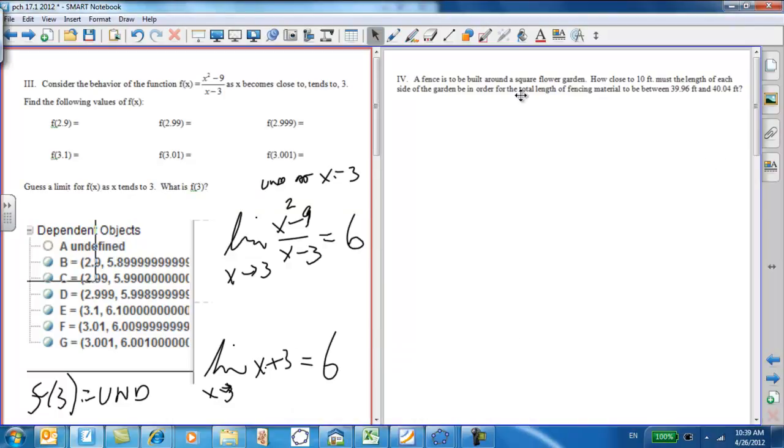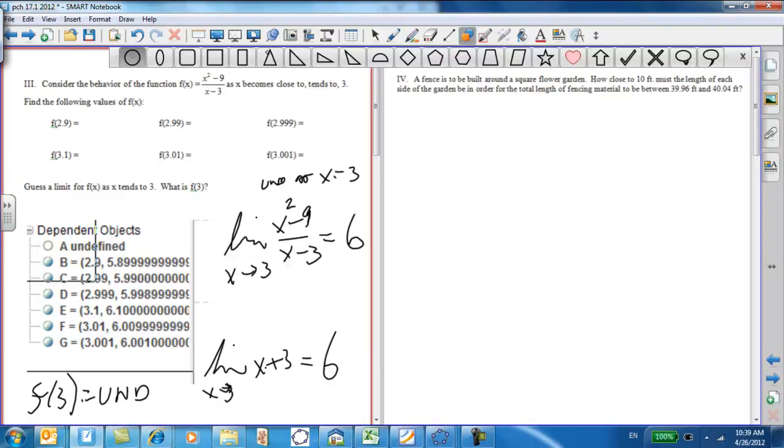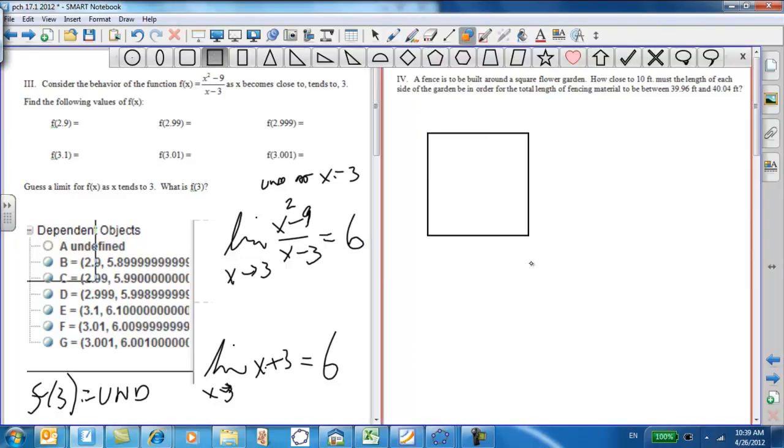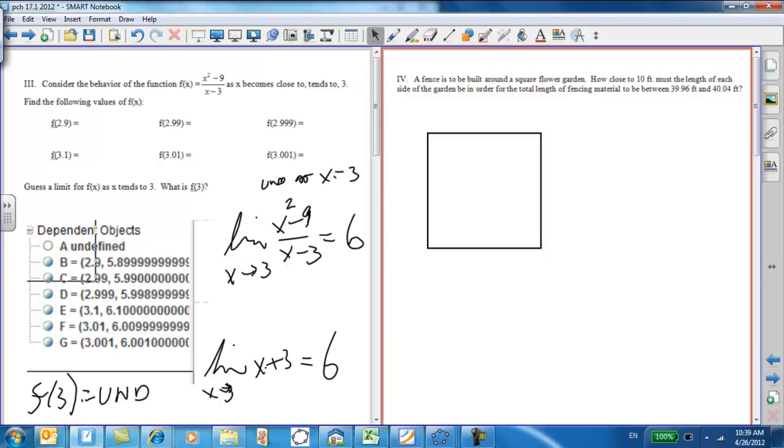Okay, a fence is to be built around a square flower garden. So let's get up our square flower garden here. There we go. How close to 10 feet must the length of each side of the box be in order for the total length of the fencing material to be between 39.96 and 40.04 feet?